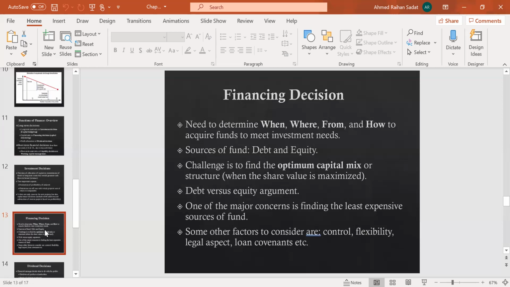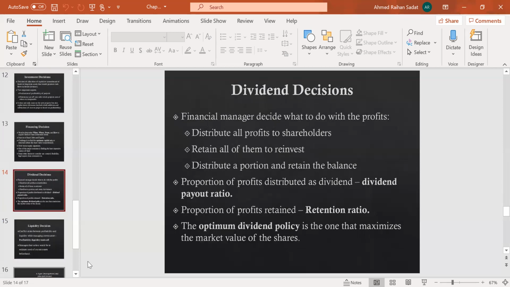The thing that I was talking about, that the debt holders can really claim on your profit and really claim on your assets, if not the profit. So these are the legal aspects and the flexibility and control part of the financing decision. I think I have cleared it enough as of the first chapter.